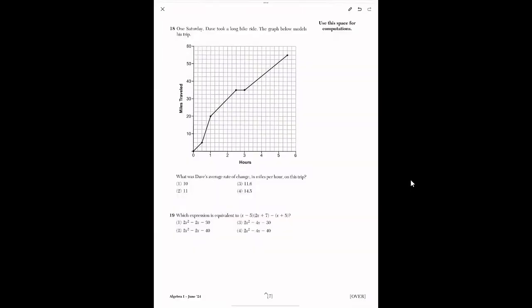All right, this one, average rate of change is just the slope, so you can use the formula. You can use the y2 minus y1 over x2 minus x1 formula, or you can use the spreadsheet if you know what the 2 points are. And then this one, since it's an equivalent expression, we can store numbers.